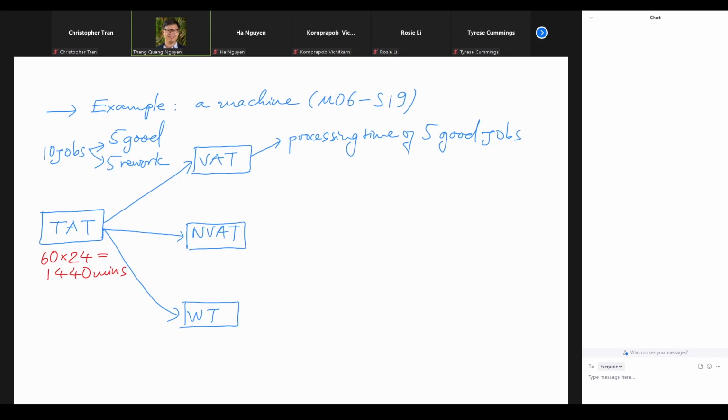The calculation itself is very easy, right? It takes 40 minutes to process a job, and there are five jobs here. So this entry is 200 minutes. Okay, and we have the processing time of the five rework jobs.